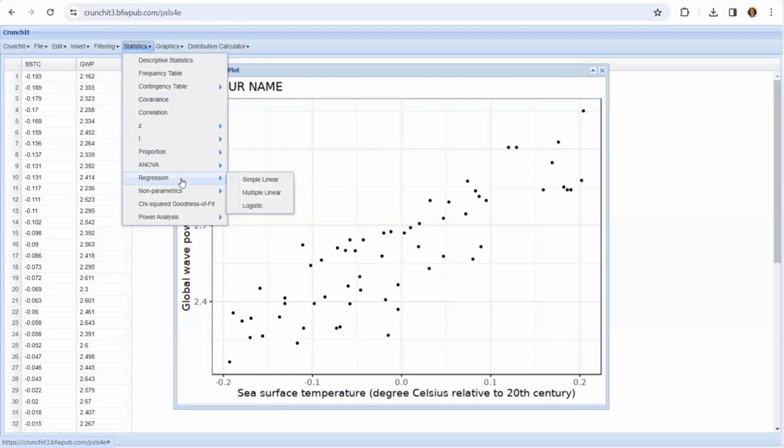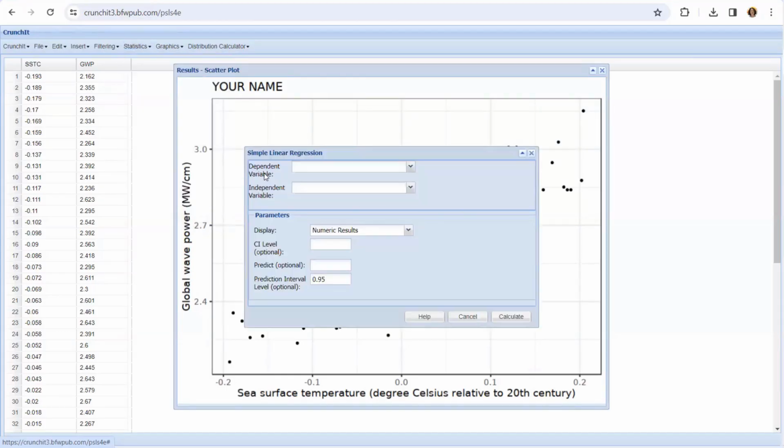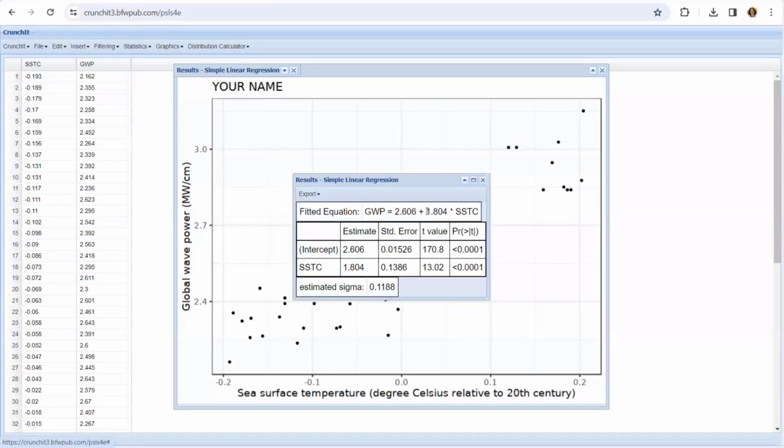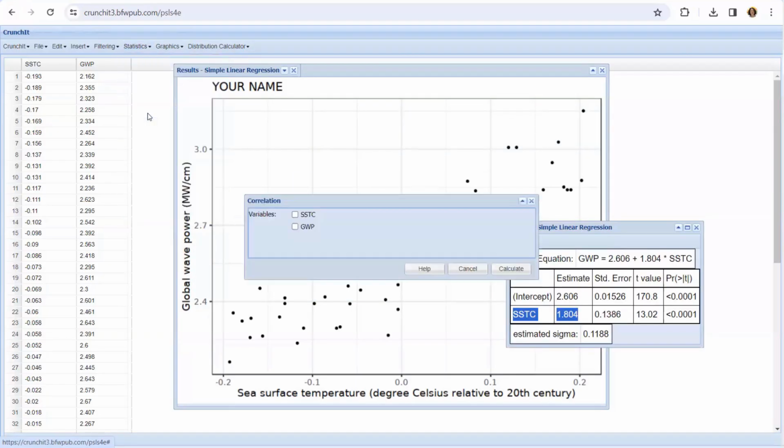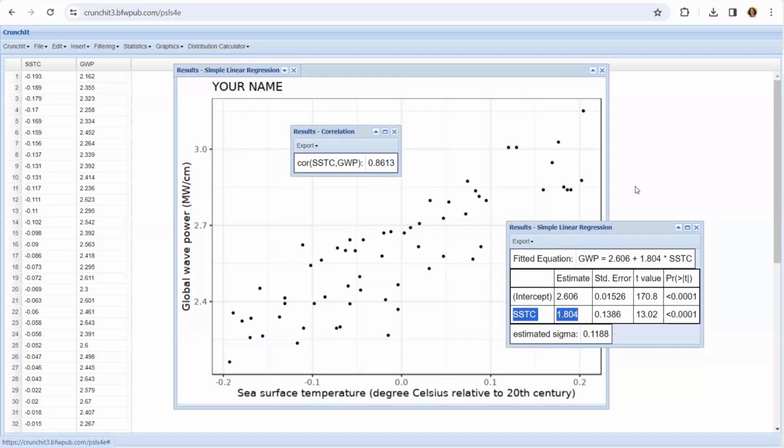So we see that from Crunchit, we get an equation for the fitted line, the least square regression line, which is our variable y, global wave power, equals the constant 2.606, that's the y-intercept, plus 1.804 times our x variable, sea surface temperature change. So 1.804 is the slope. Separately, we can obtain the value of the correlation coefficient R using the correlation function. And this gives us an R value of 0.8613.